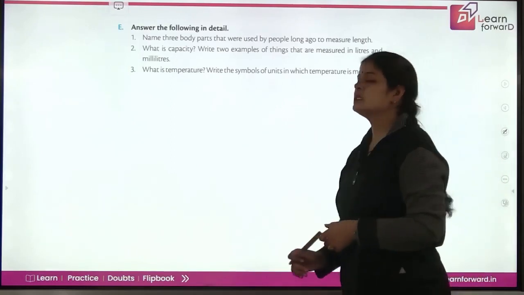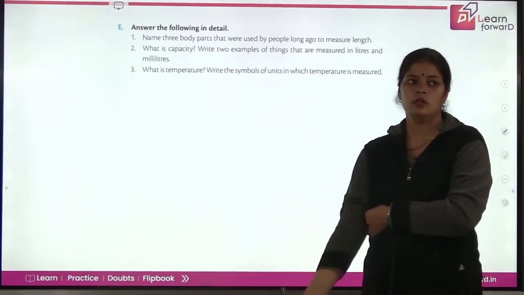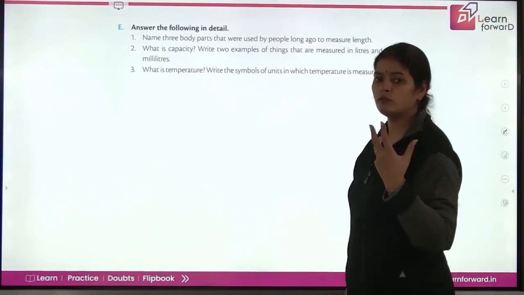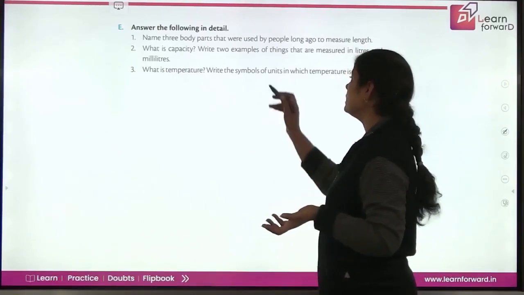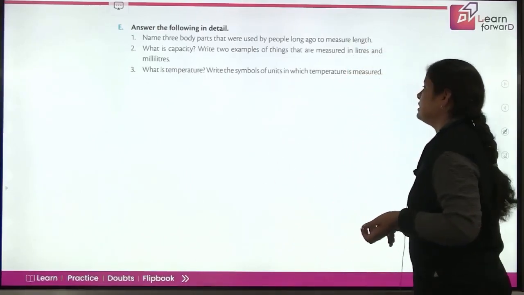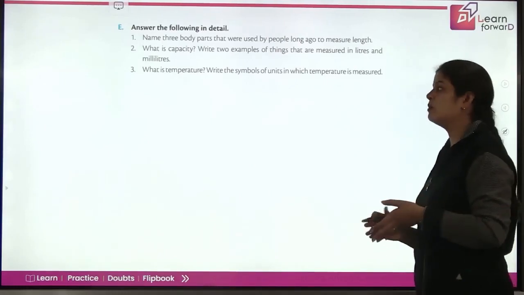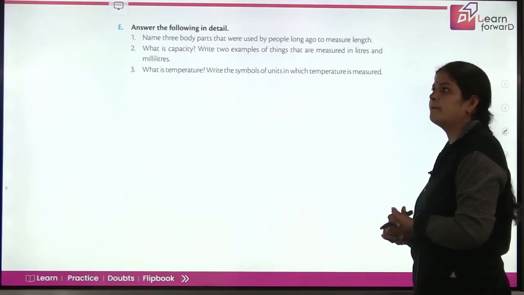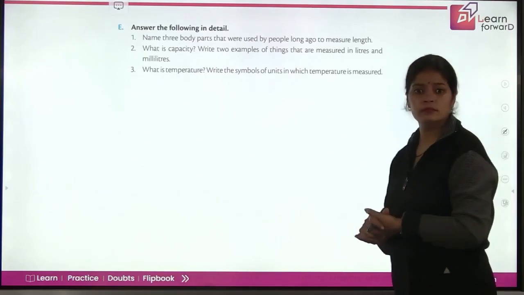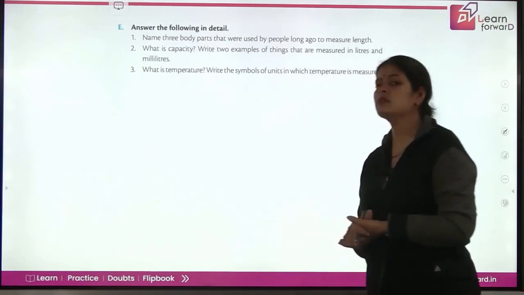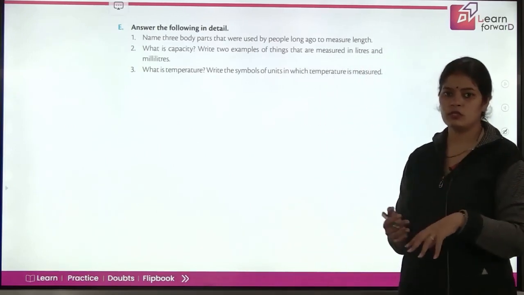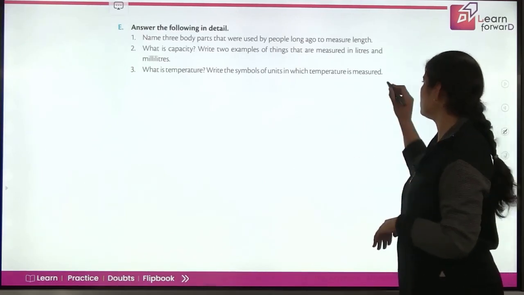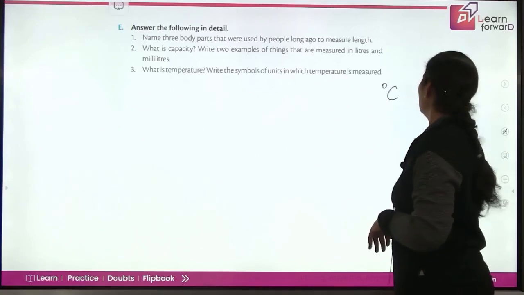What is capacity? It is the capacity of a container to hold liquid in it. Like what amount of liquid it can hold is called capacity. Write 2 examples of things that are measured in liters and milliliters. Liters, water and milk. Milliliters, maybe ink. What is temperature? It is the degree of hotness or coldness of something. Write the symbol of unit in which temperature is measured. It is degree Celsius or centigrade or degree Fahrenheit.